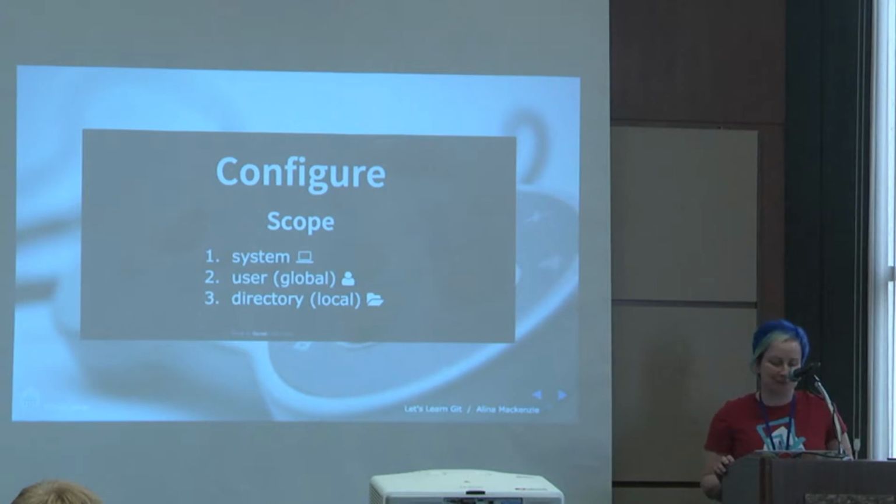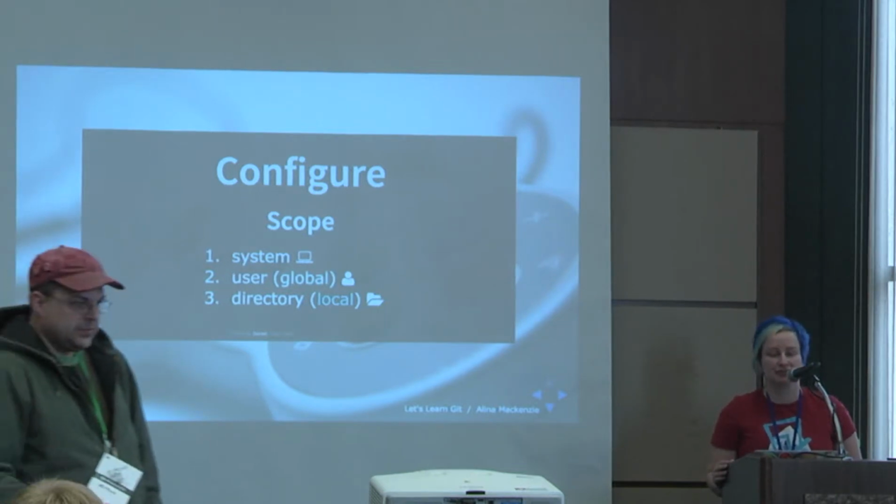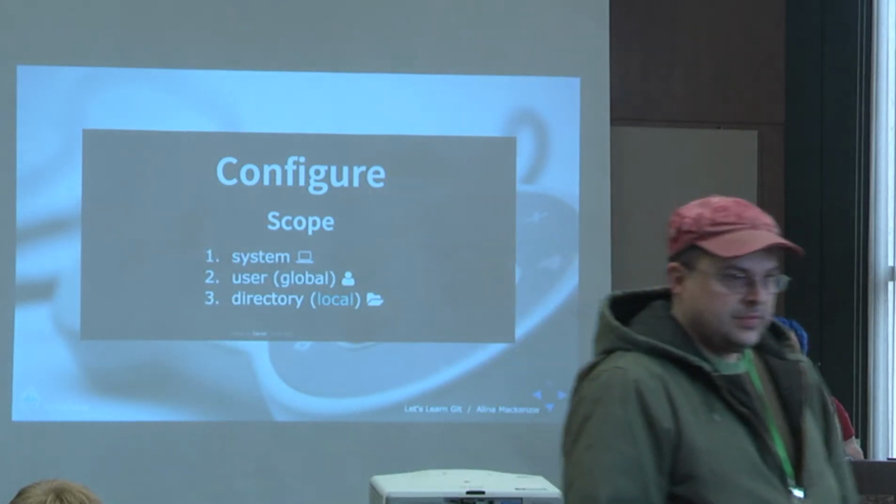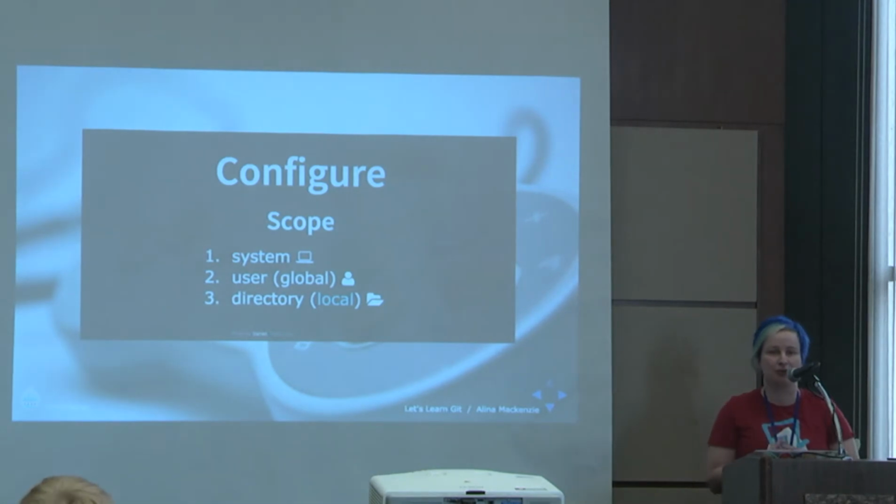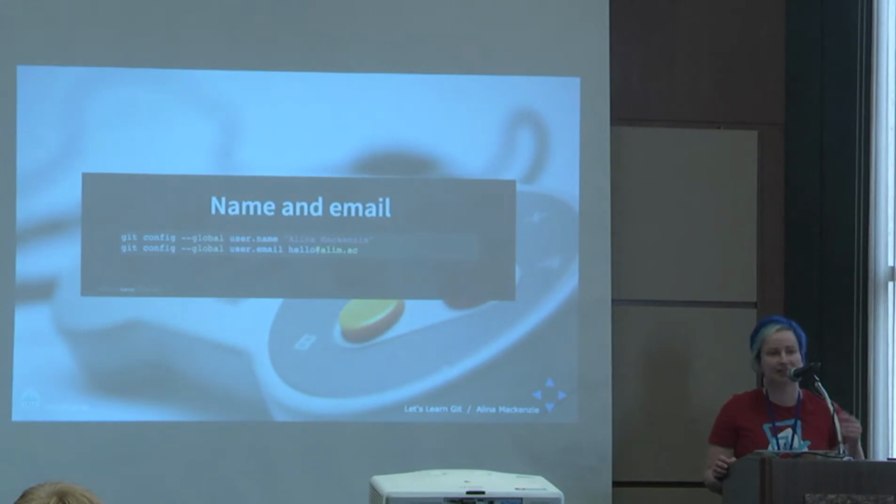So first step, after we download Git, is to configure it. There's 3 levels of scope. System, which is not often used. User, which is referred to as global scope. And directory, which is the local scope. So you can have settings that are global for all your projects, but you can also set certain settings locally. For example, you might want to use a different email address for your work project and then for your personal project.